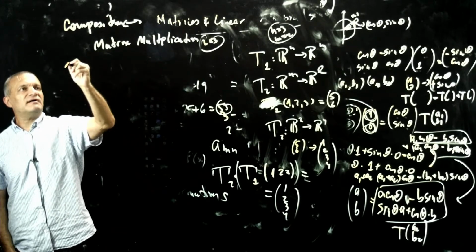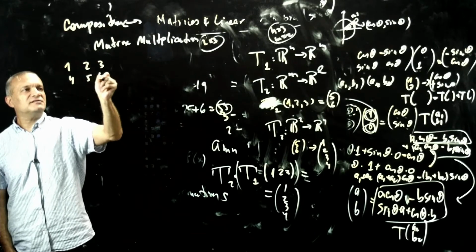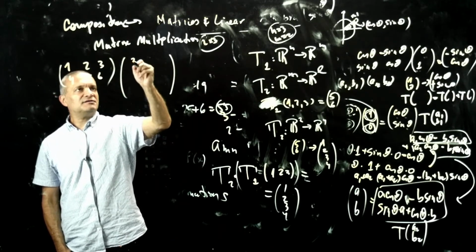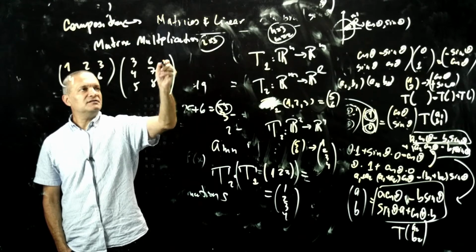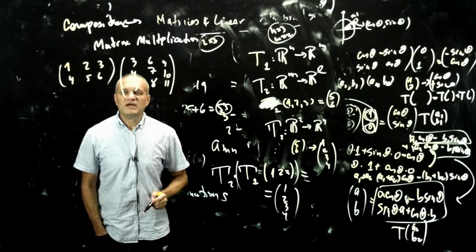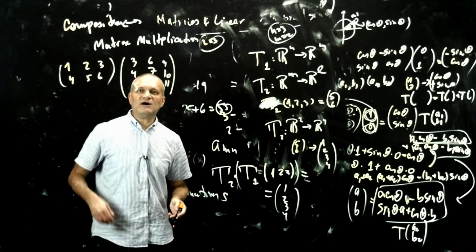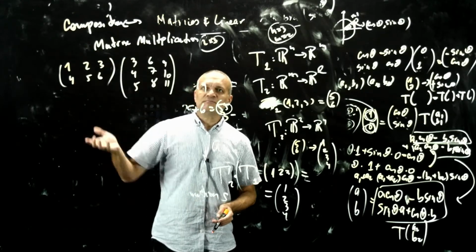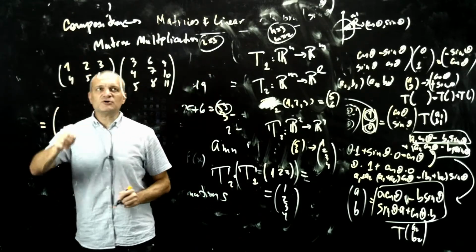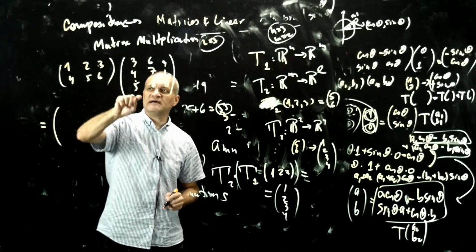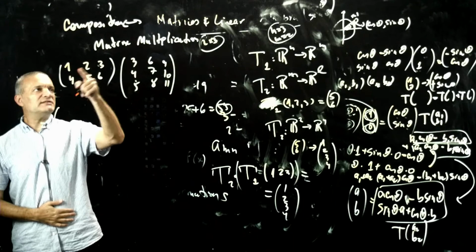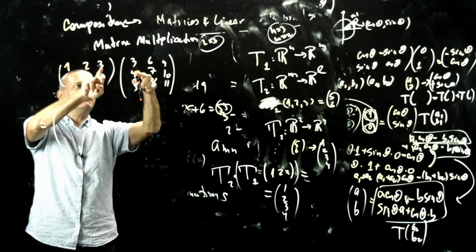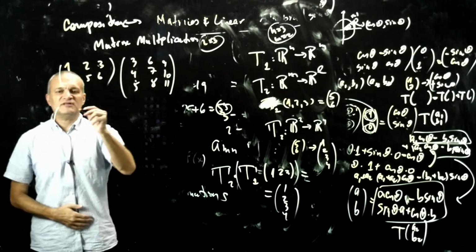Let's say you have a matrix 1, 2, 3, 4, 5, 6. This is your first matrix. And you want to multiply it by a matrix, let's say 3, 4, 5, 6, 7, 8, 9, 10, 11. Let's see what the result will be. We multiply this like we apply vectors. The first column's first element is 1 times 3 plus 2 times 4 plus 3 times 5. So 3 plus 8 is 11, plus 15 is 26.